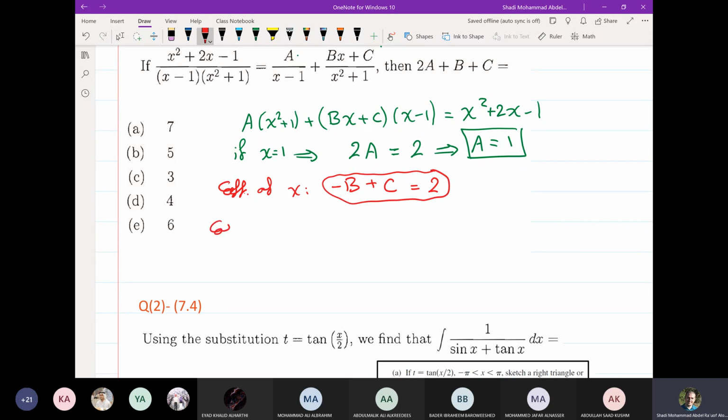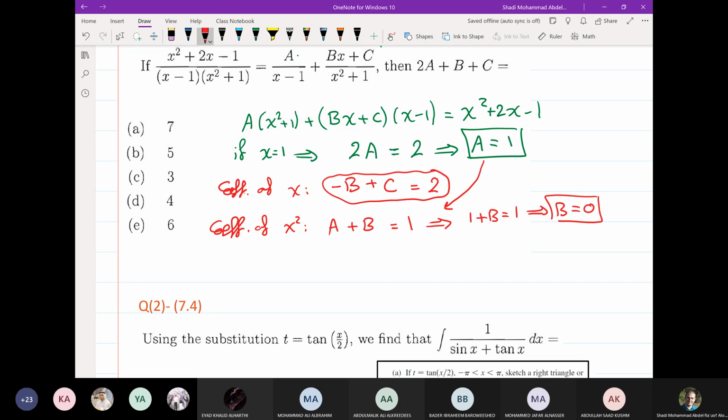What about the coefficients of x squared? The coefficient of x squared in both sides. Here I have a, and here if I multiply bx by x, it will be bx squared. So a plus b. Can I get x squared in any other term? No, you cannot. Right, what is the coefficient of x squared on the right? It will be 1. Exactly. Now you can substitute this value here. 1 plus b equals 1. So what's the value of b? 0. B is 0. Okay, so b will be 0 in this case.